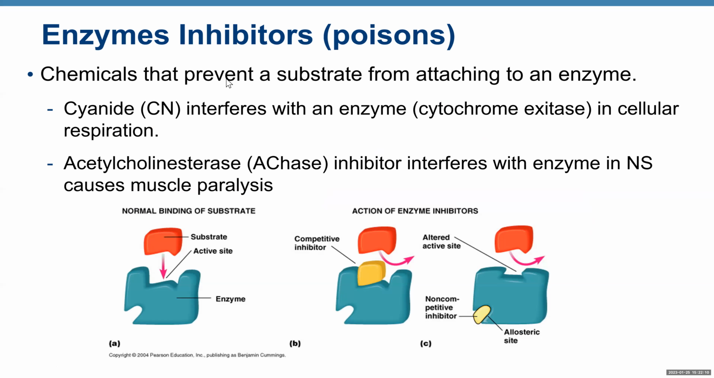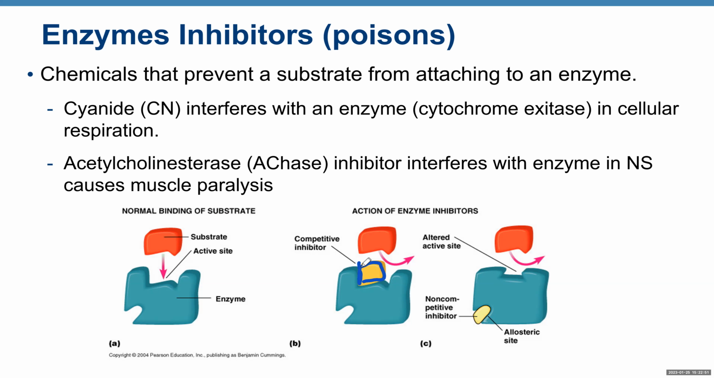Now, obviously enzymes are extremely important, right? But we wanna talk right now about enzyme inhibitors. And then I'll tell you why all of a sudden we wanna talk about it. Enzyme inhibitors are chemicals that prevent a substrate from attaching to an enzyme. So here's our normal binding. Here's the enzyme, here's the active site, and here's our substrate. So the substrate fits inside the active site, and it's like a lock and a key. When it fits, the enzyme catalyzes the reaction.